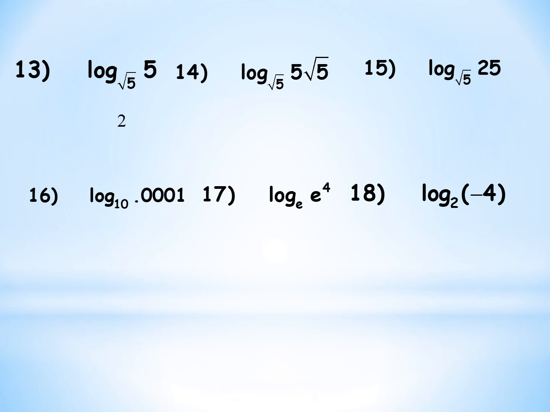The square root of 5 squared gives me 5. The square root of 5 to the 3rd power will give me 5 square root of 5. The square root of 5 to the 4th power will give me 25. Log 10 of 0.1234 will give me negative 4, sorry, because I'm taking my exponent and moving it to the left 4.